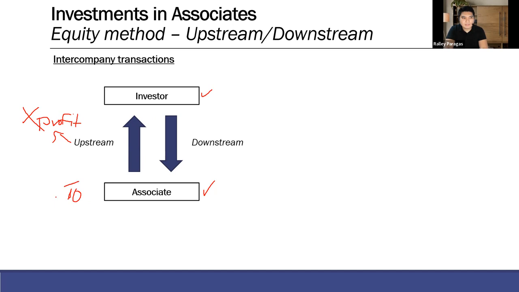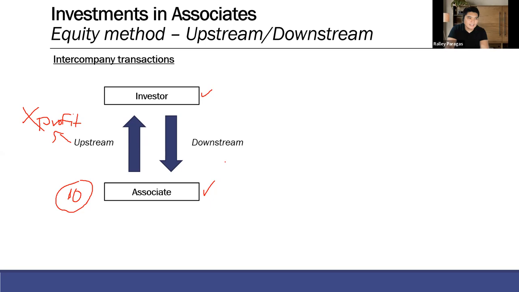Tapos kapag hindi mo in-adjust yan, pag kinukuha mo yung share mo sa profit and loss ni associate, you as the investor, kapag hindi mo in-adjust yan, it's as if madodouble count mo. Okay? Kasi within this group, within this corporate structure, hindi pa talaga na-realize yung profit na yan. So tatanggalin natin yung 10 pesos na unrealized profit natin dyan.